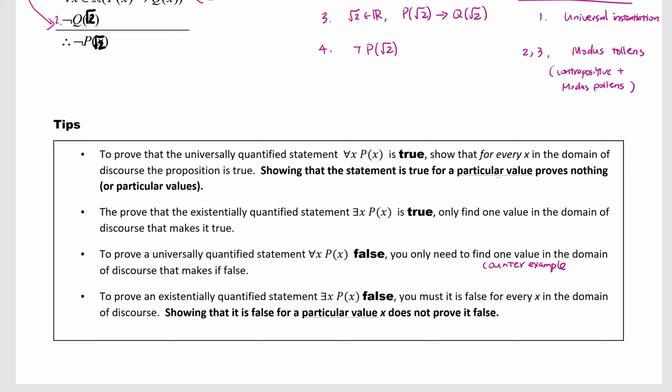Next, to prove an existential quantified statement is false, you must show it is false for every x in the domain of discourse. Showing it is false for a particular value does not prove it's false. You want to show no value works. You have to show that for all of the values in the domain of discourse, the proposition cannot be satisfied, the propositional function is false. So be careful with that.